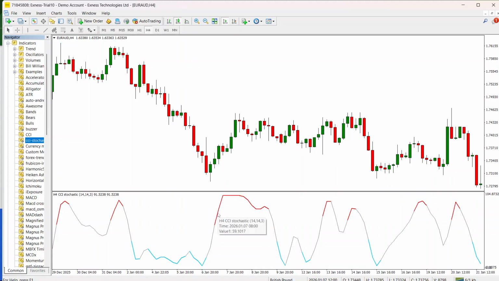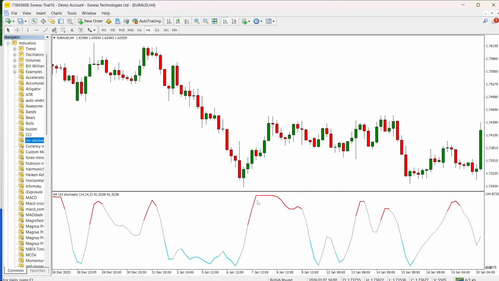As you can see on the chart, typical buy conditions appear when CCI drops into its oversold zone around -100, while the stochastic oscillator is also near its oversold band around 20 and starts to turn up.